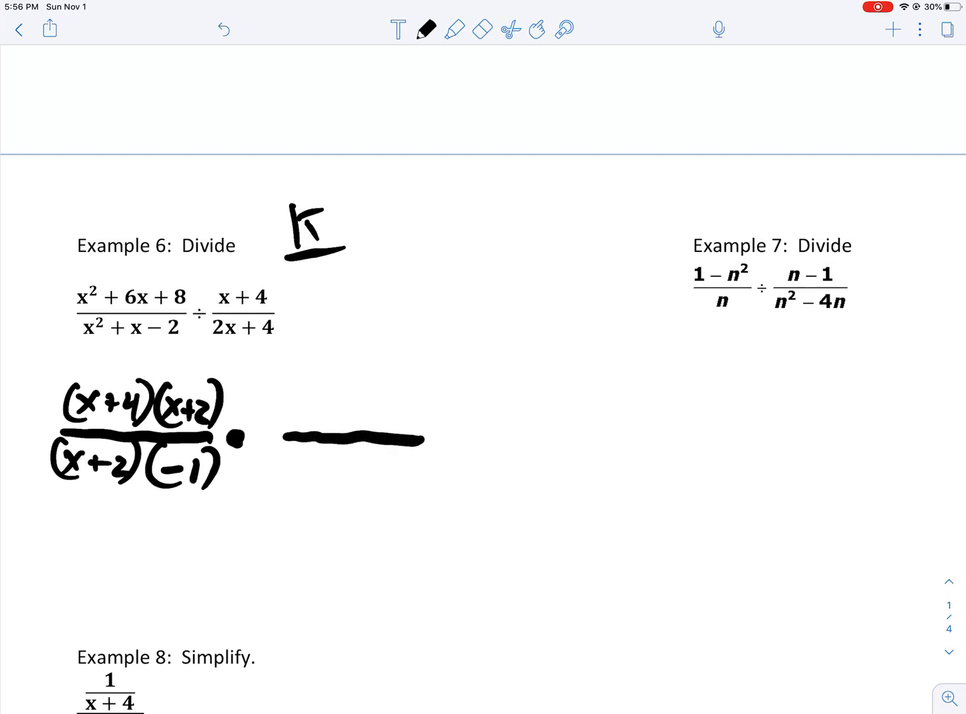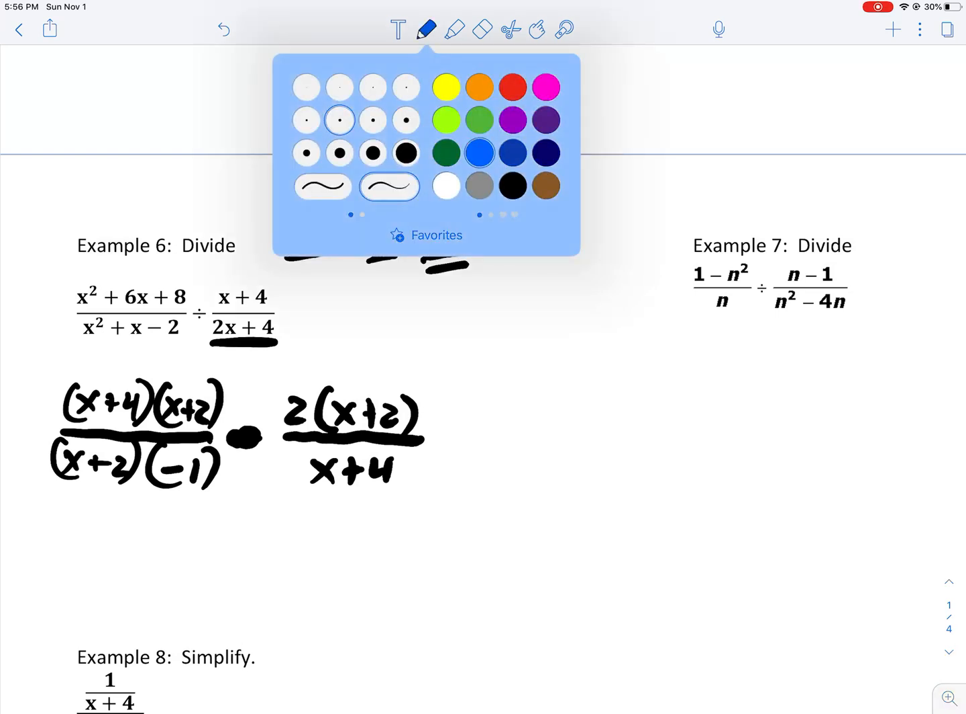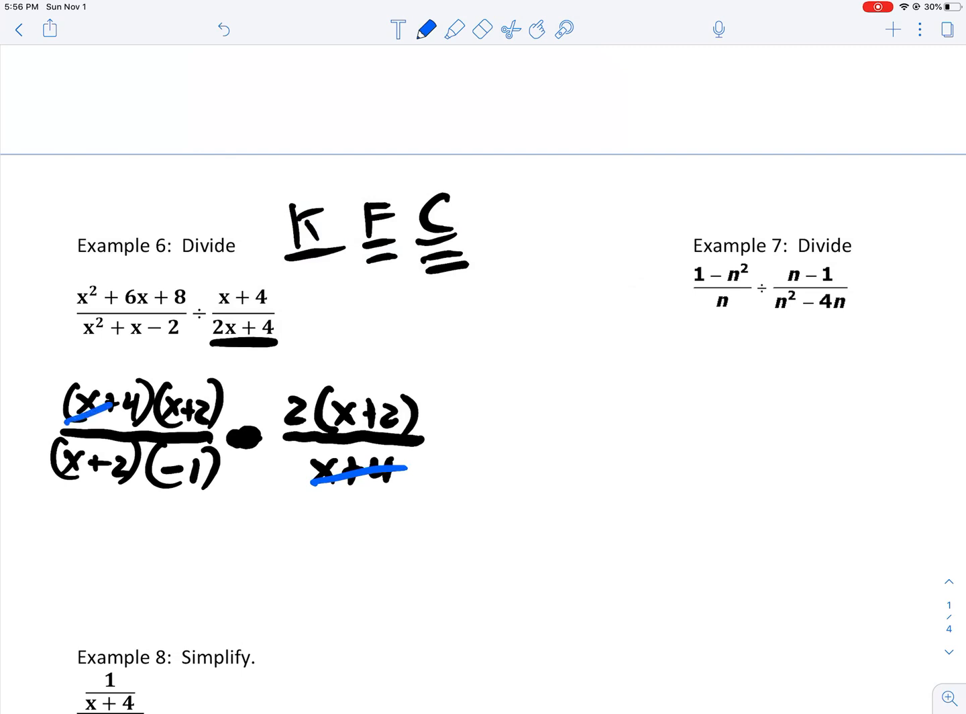Okay, now the second fraction I'm going to flip. So the x plus 4 is now here. The 2x plus 4 I'm going to factor by taking out a GCF of 2. And then I'm going to change the sign of multiplication, which I got ahead of myself and already did. So now, do I have common factors? Well, the x plus 4s, the x plus 2, the x plus 2. So multiply 2 times x plus 2 over negative 1.